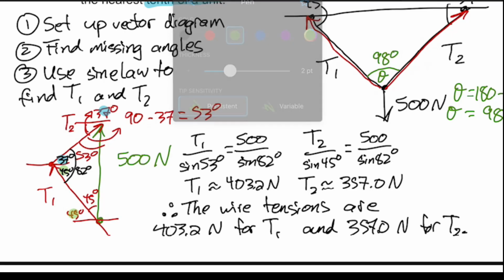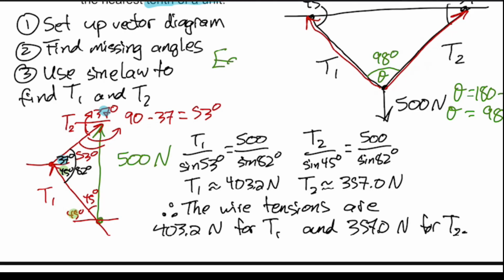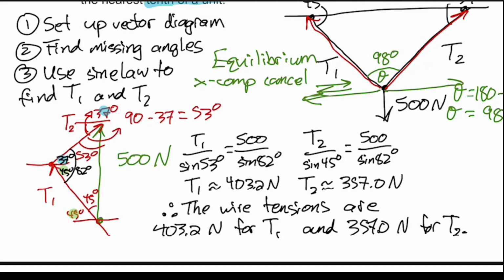And the key idea here, just to be clear, I might have glossed over it a little bit, is that this is at equilibrium. So all x components cancel. However far it is being pulled to the left, it is also being pulled to the right, so it's not moving left or right at all. So I'm just going to label this quickly here. On T1, this x component here, and on T2, this x component here, have to be equal and opposite to cancel out. I'm going to erase that so I don't clutter up our drawing too much.